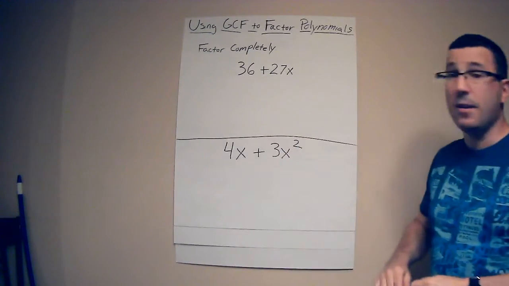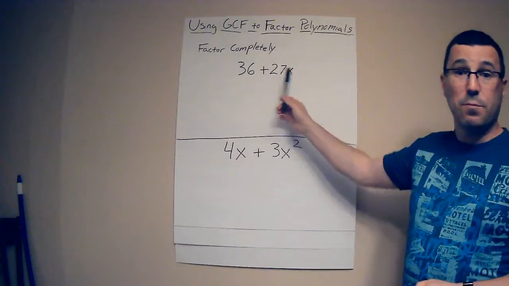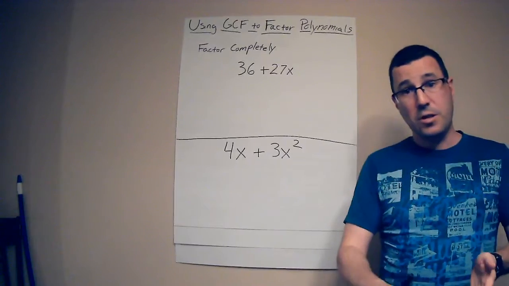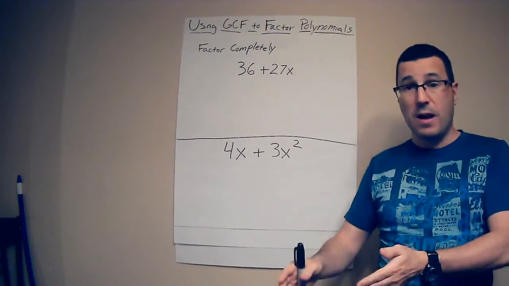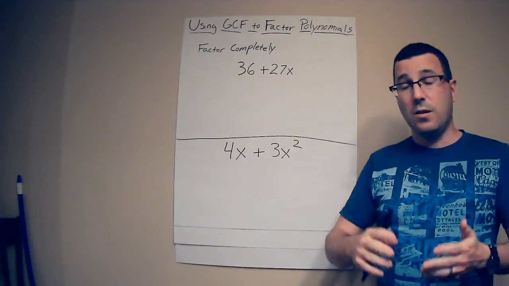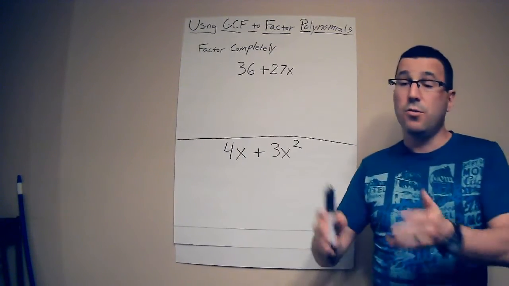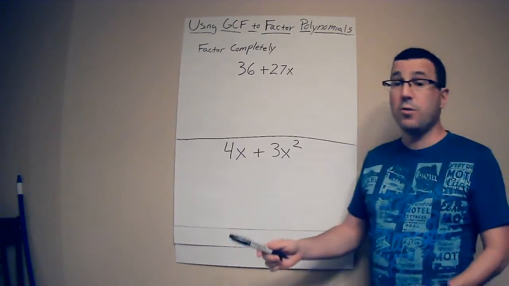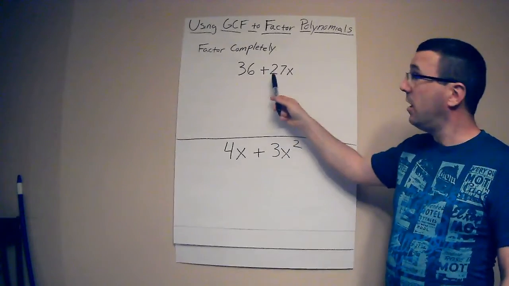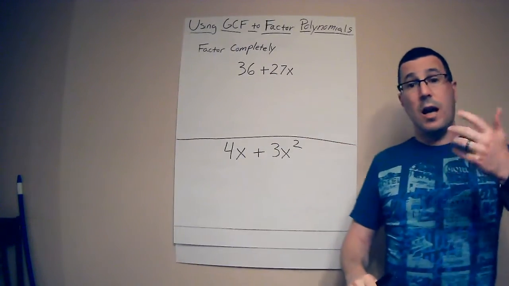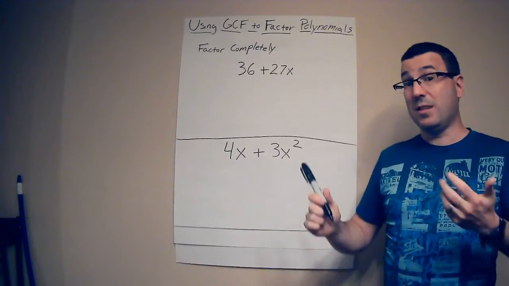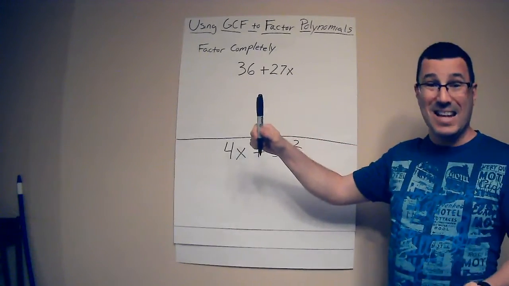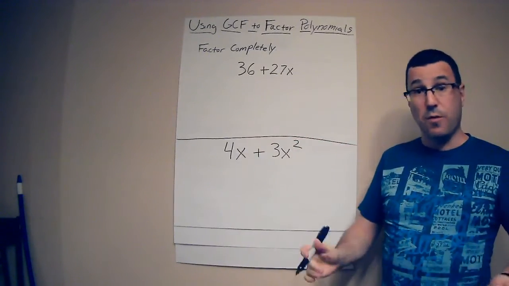So the first one we have here is 36 plus 27x. Now it's always good to look first at the numbers and then at the variables to see, well, do the numbers have something in common? Do the variables have something in common? So it's a two-step kind of process. The first thing I'm going to do is look at my two numbers, 36 and 27. I always look at the smaller of the two, and the first thing I say is, well, can the smaller of the two numbers go into the bigger of the two numbers nicely? Nicely means no decimal, no fraction.